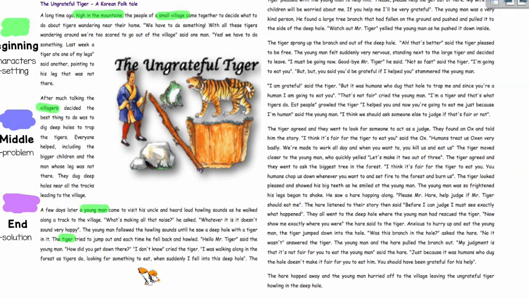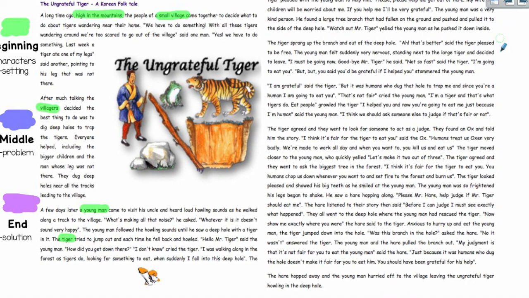The tiger sprang up the branch out of the deep hole. "Ah, that's better," said the tiger, pleased to be free. The young man felt suddenly very nervous standing next to the large tiger and decided to leave. "I must be going now. Goodbye, Mr. Tiger," he said. "Not so fast," said the tiger. "I'm going to eat you." "But you said you'd be grateful if I helped you," stammered the young man.